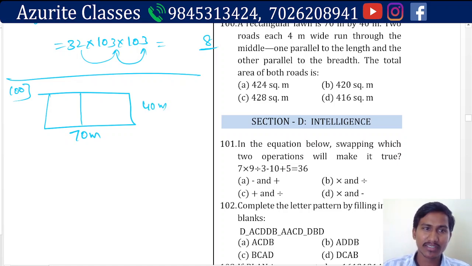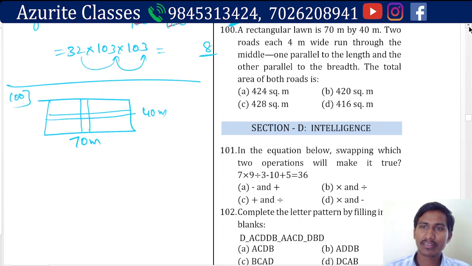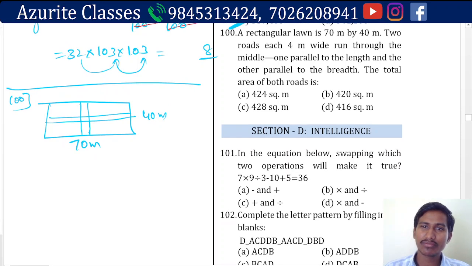In between them there is a road running. So here you can see 70 and 40, and the width of the road is 4 meter. So this side is 4 meter and this side is also 4 meter. So the area of the road will be: this middle part is coming two times, so we have to count it, right? That is why one time we will minus it.